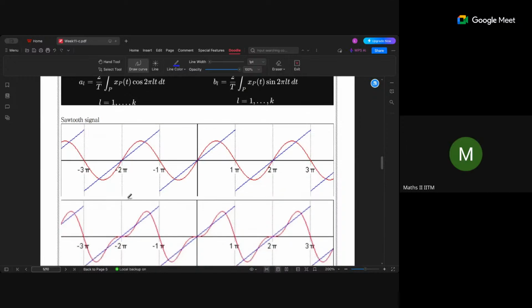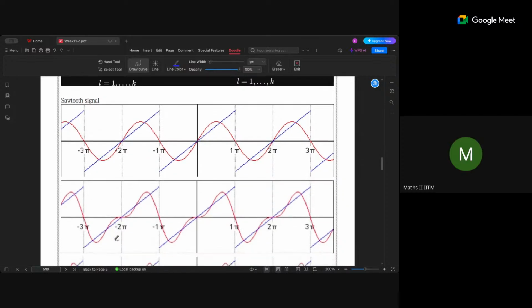Here you see that you are having a periodic function. Okay, x of t is equal to t is repeated over. What is the period here? Can you see? What is the length? You see it starts from here to here. What is the length? It's 2 pi. 2 pi, right? So over every 2 pi it is repeating.